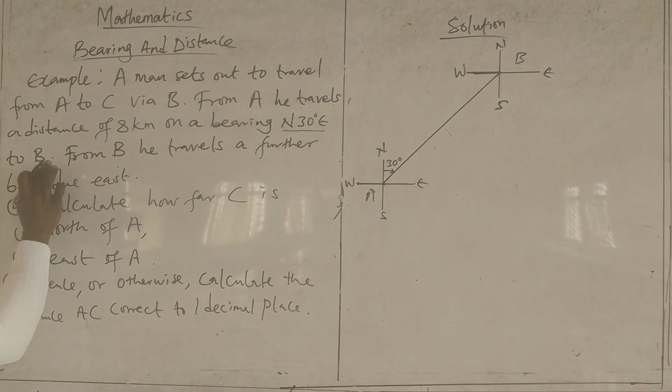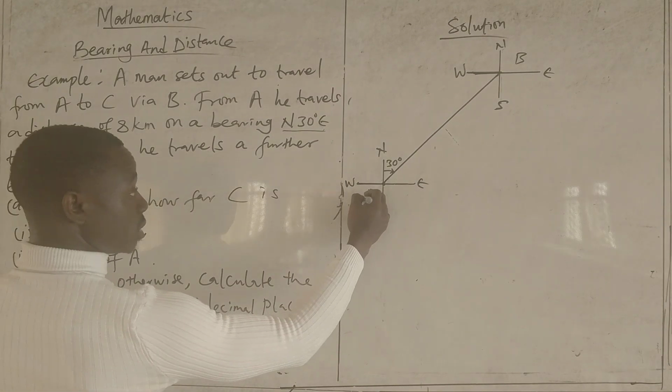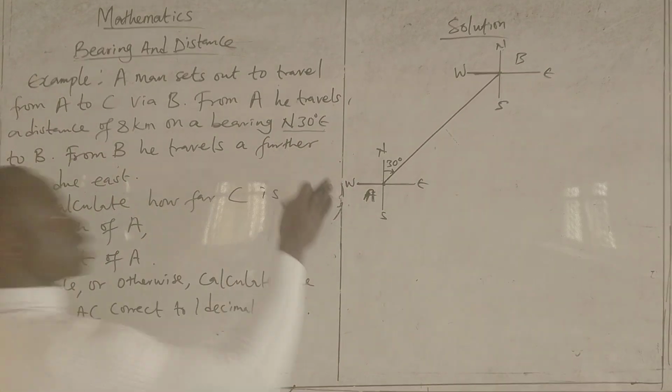Now we are done with this interpretation. Now they say from B. Remember we are going to C now. From A, we are going to C. The end point is C. But you have to pass through B.